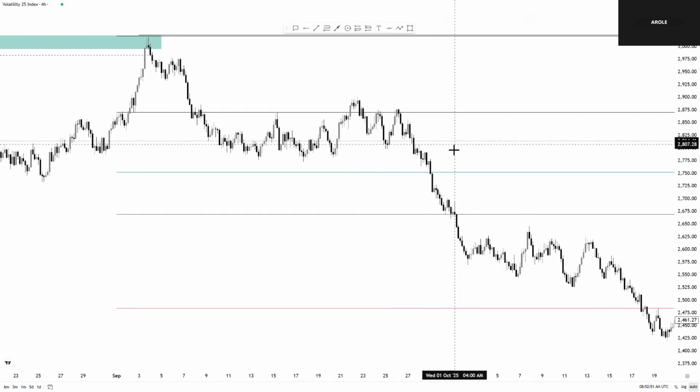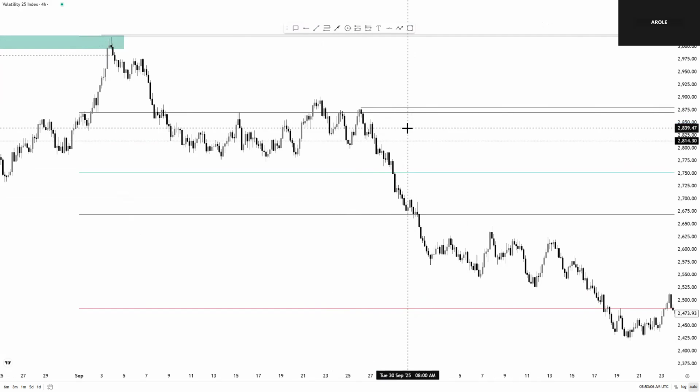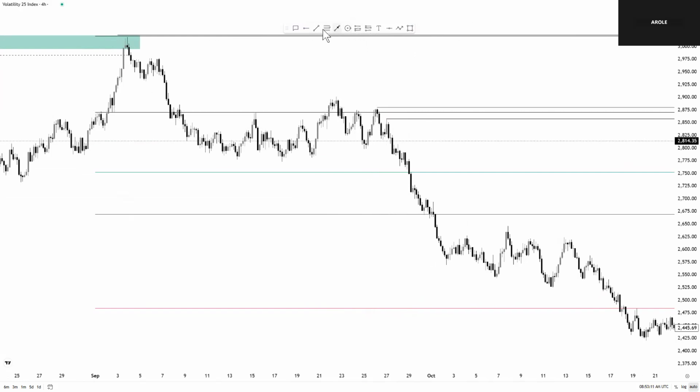Because looking at this now, I can see my protected high. This is a liquidity. This is a protected high here. This is my liquidity at this zone here, and I have my sweep of liquidity here. Don't forget, this is inside, between 0.786 and 0.618. So here I have a valid entry.